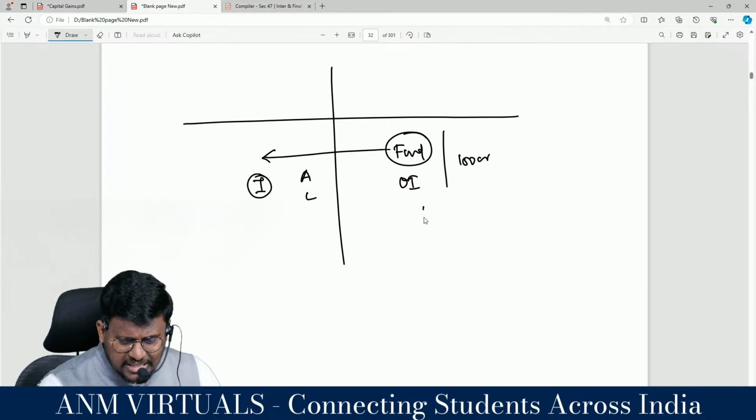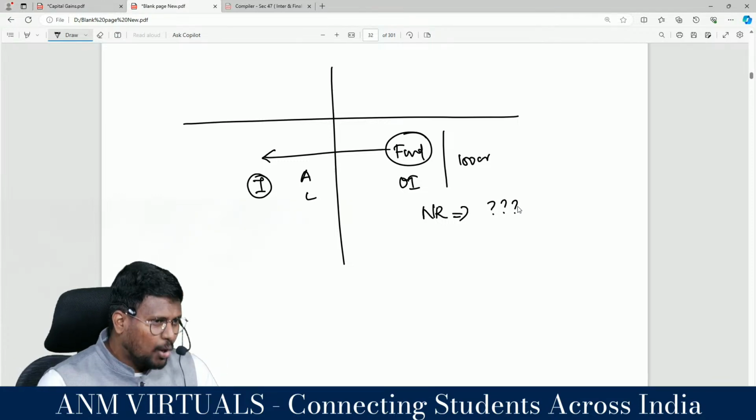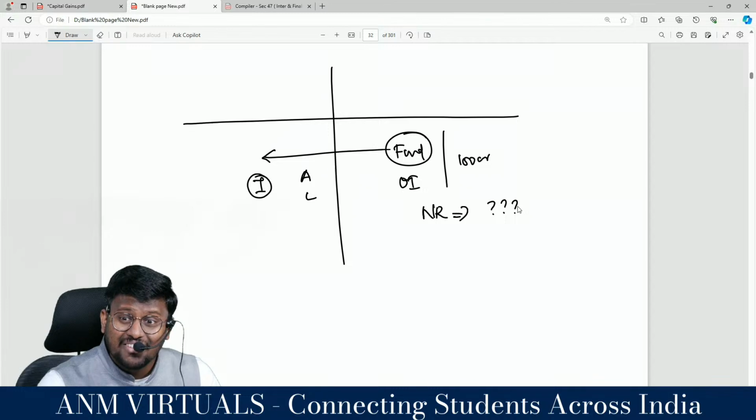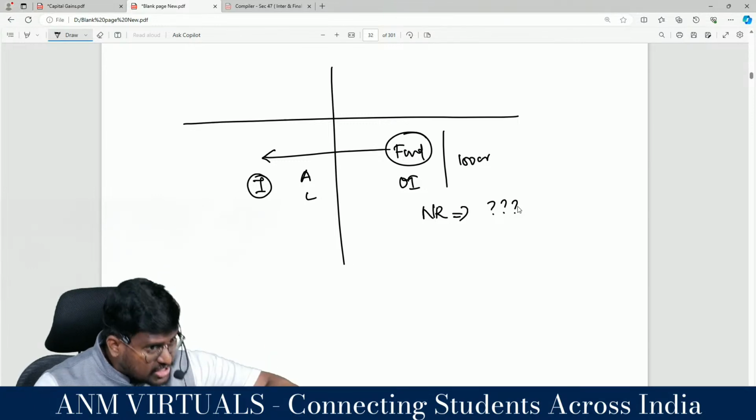But what the non-resident is asking is, if we shift the fund from outside India to India, the Indian government will ask tax. This will amount to transfer.